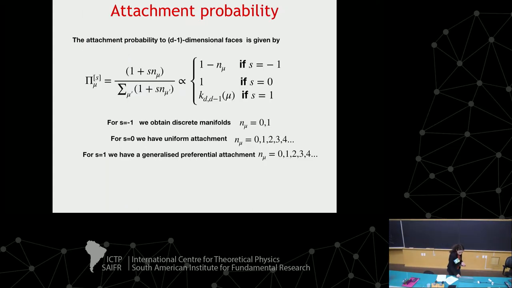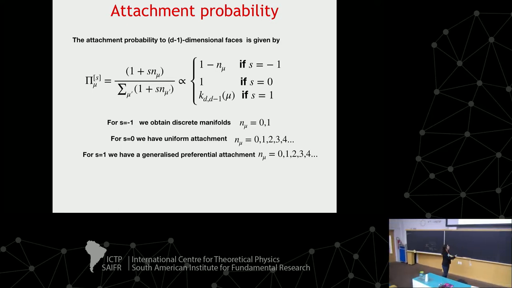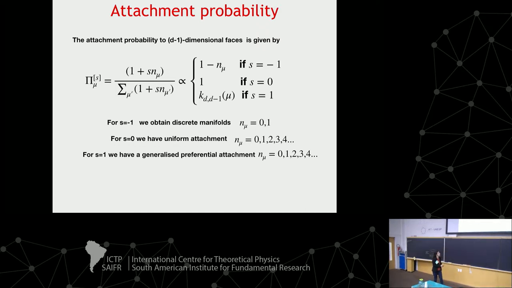So if we look closely at this attachment kernel, we see that for flavor minus 1, this probability is proportional to 1 minus the incidence number. So the probability will be non-zero only if the incidence number is 0. And as soon as the incidence number is 1, we can no longer attach a d-dimensional simplex to it. So we will only form manifolds in this way.